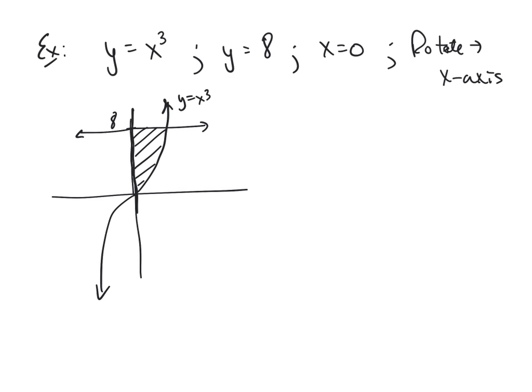Okay, now the axis of rotation this time is the x-axis. So we're going to rotate that shape around the x-axis, which means we're going to get a mirror image down below.